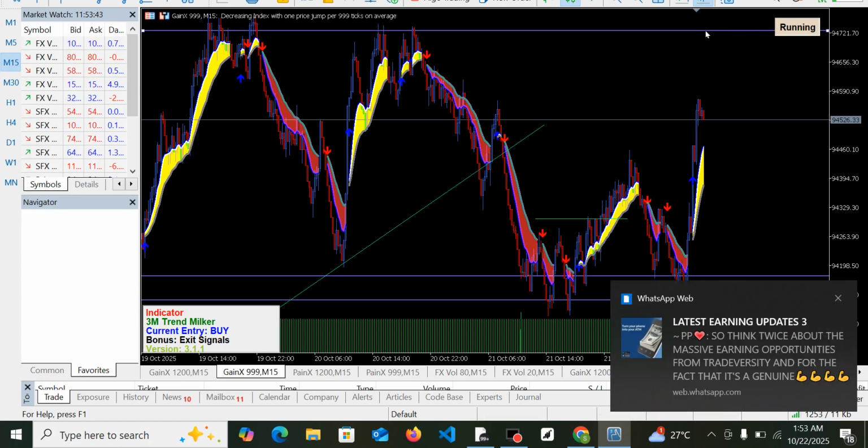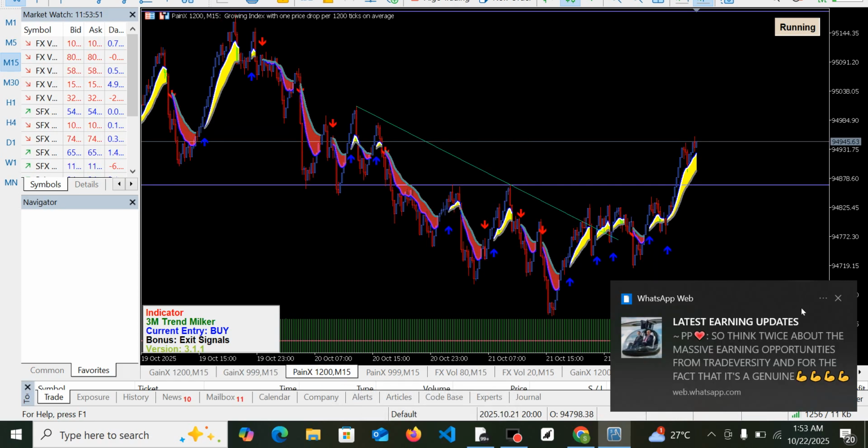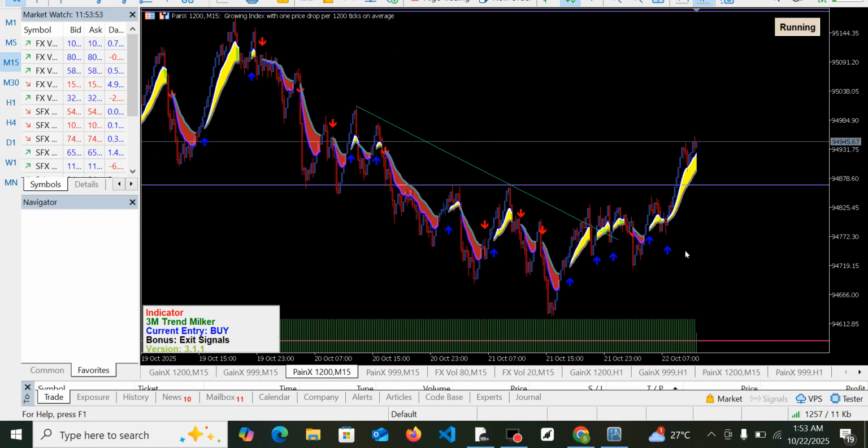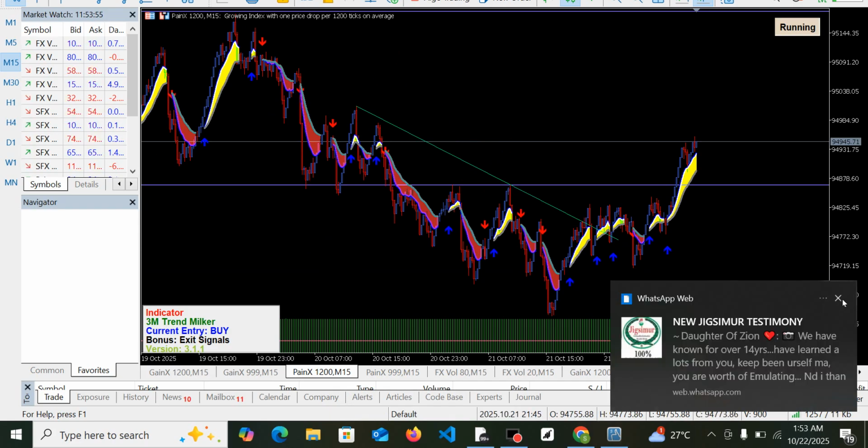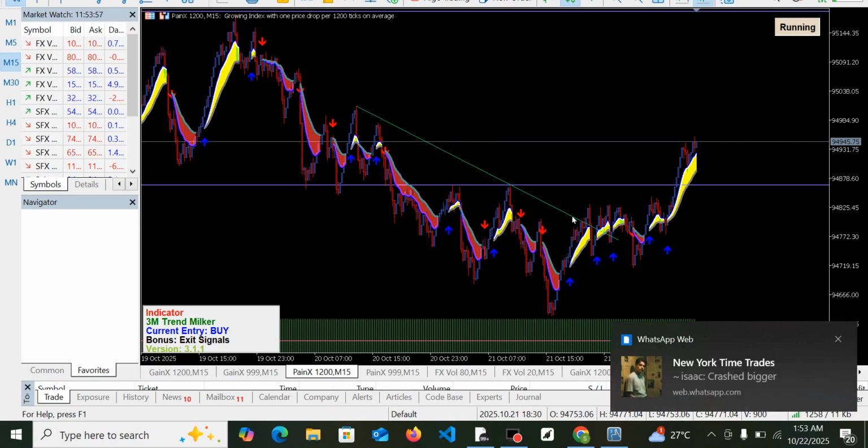So our main target is somewhere here. Okay, so this is more of a buying opportunity than a selling opportunity. Now let's check out the next 1200. Okay, the next 1200, this is the setup we had yesterday.